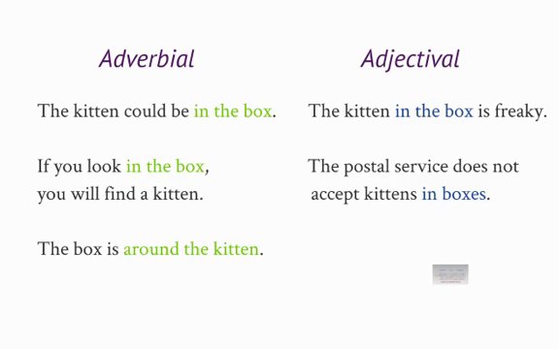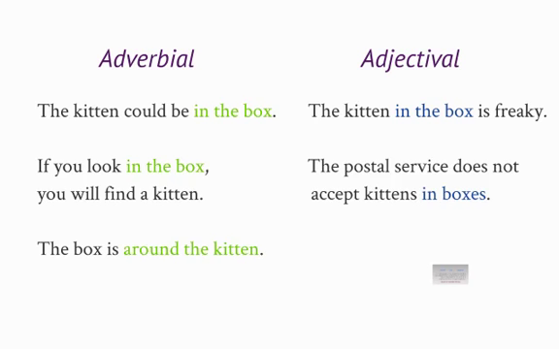Here are some examples. The kitten could be where in the box. If you look, verb, where in the box, you'll find a kitten. Or I could try and get a little more creative. The box is around the kitten. These are all adverbial. My prepositional phrase in green modifies the verb.